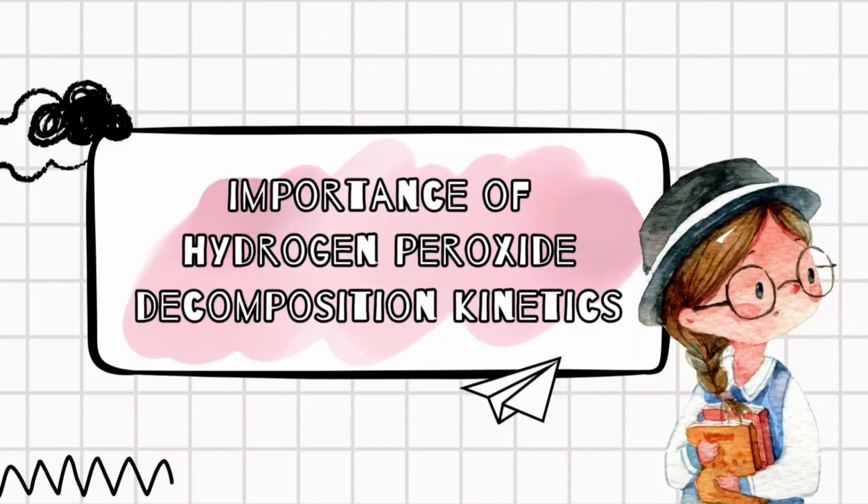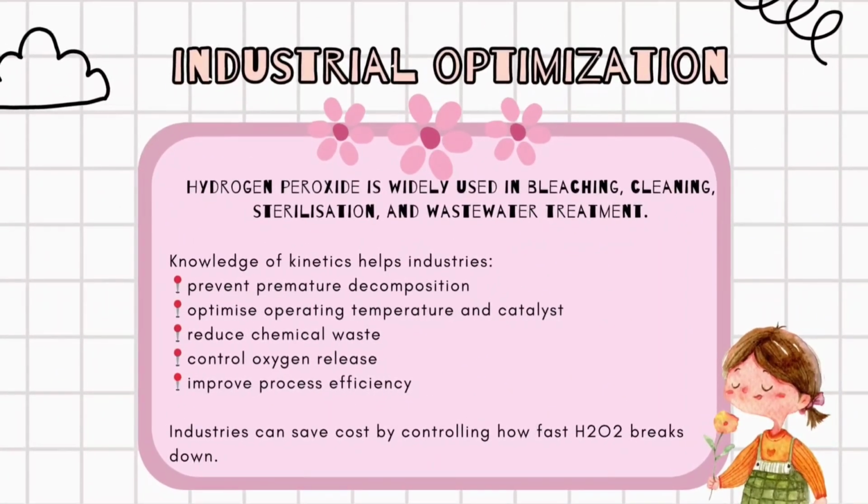Next, let's go further into the importance of hydrogen peroxide decomposition kinetics. The first one is industrial optimization. Industries commonly use hydrogen peroxide for bleaching, cleaning, sterilization, and wastewater treatment. Kinetics helps prevent premature decomposition, optimize temperature and catalyst conditions, reduce chemical waste, and control the release of oxygen. When the decomposition rate is properly managed, industrial processes become safer, more efficient, and more cost-effective.